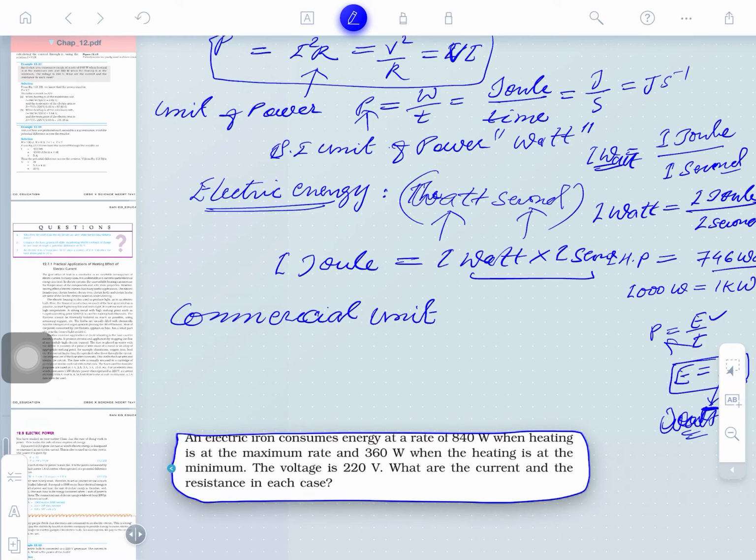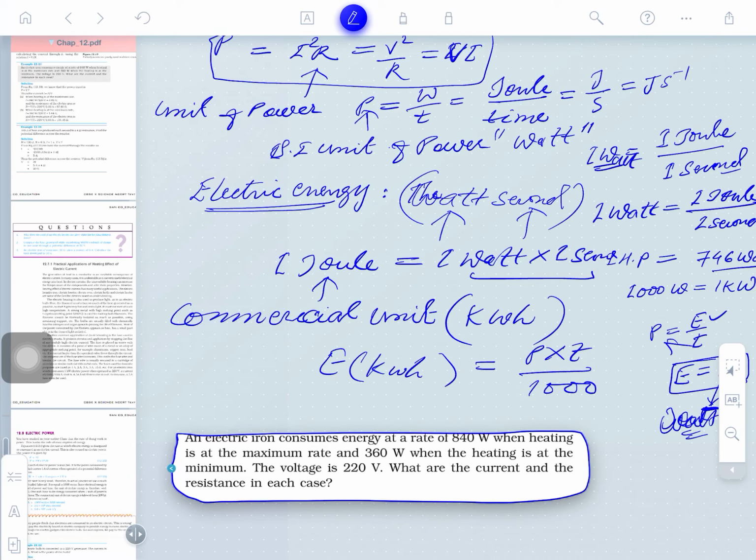Commercial unit. The commercial unit is kWh, kilowatt hour. It is the unit of energy. So, energy in kWh is written as power multiplied by t divided by 1000. This is the formula made by the board of trade unit.